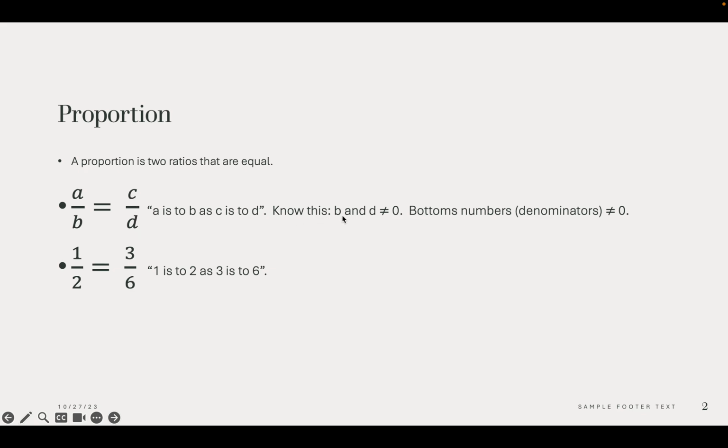Know this, B and D can never be 0 because a fraction with a 0 in the denominator is undefined. So bottom numbers or the denominators cannot equal 0. Now let's plop in some numbers for these guys. I would read this as 1 is to 2 as 3 is to 6. Does that make sense? 1 is to 2 as 3 is to 6.